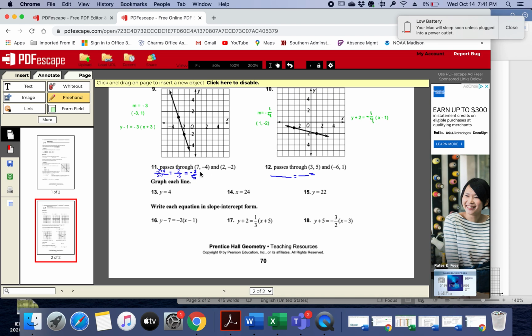And then we can take that slope, and either one of these points. Actually, it really doesn't matter. I'm just putting it in a formula. So I can just use the 7 and -4. Let's do that in just a minute. Let's go ahead and do the slope for number 12.